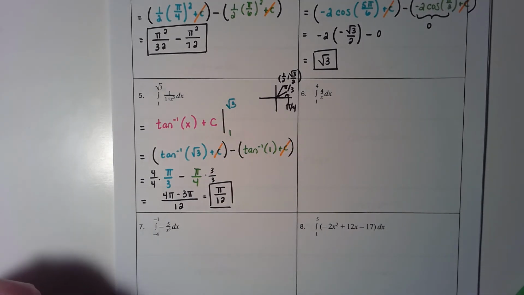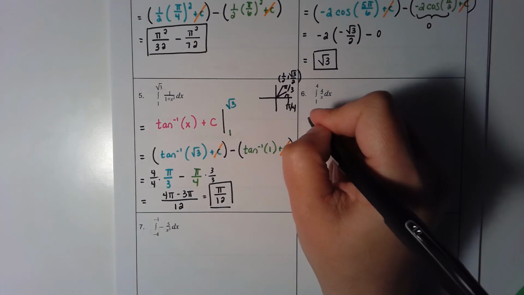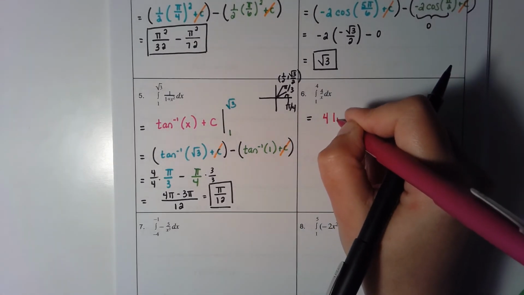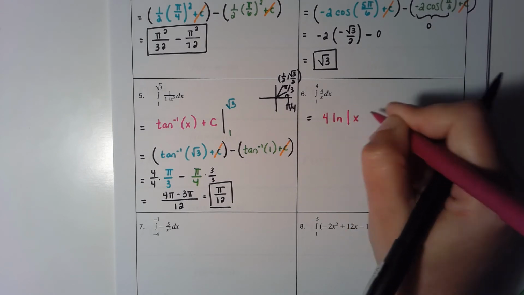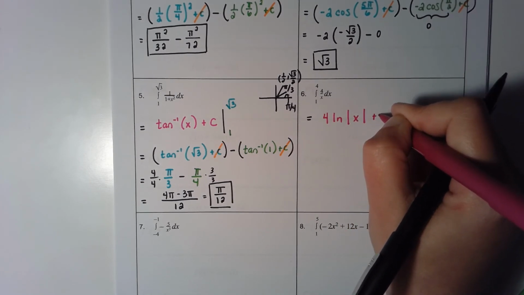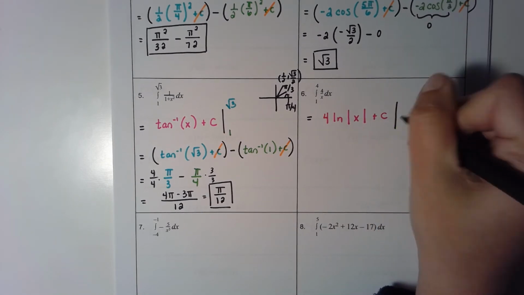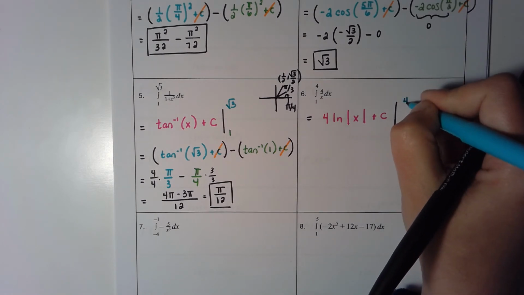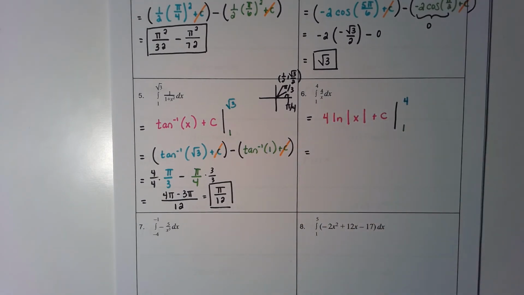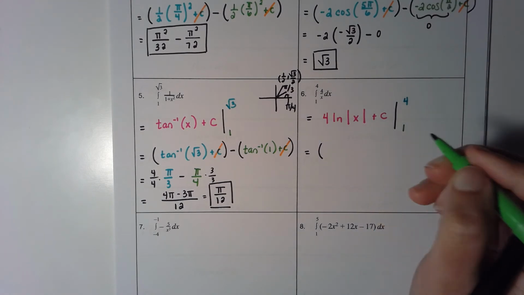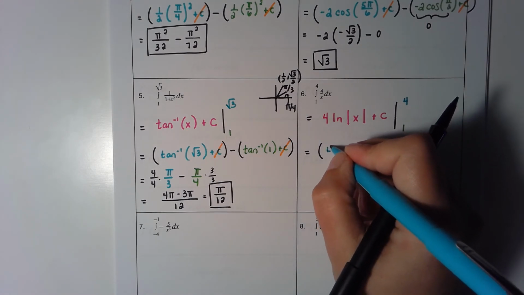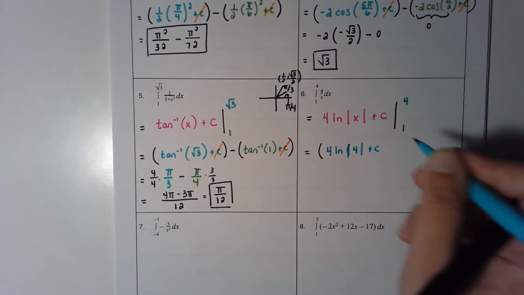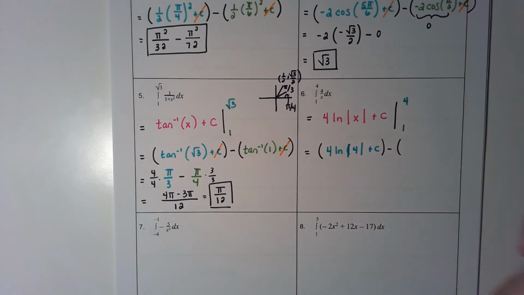If we have the integral from 1 to 4 of 4 over x, the antiderivative here would be the natural log function. So I would have 4 times the natural log of the absolute value of x plus c. And I'm going to evaluate that between my lower bound, which is 1, and my upper bound, which is 4. Now I'm going to plug in my upper bound first. And so I'm going to have 4 times the natural log of the absolute value of 4 plus c minus, and then I'm going to plug in my lower bound.